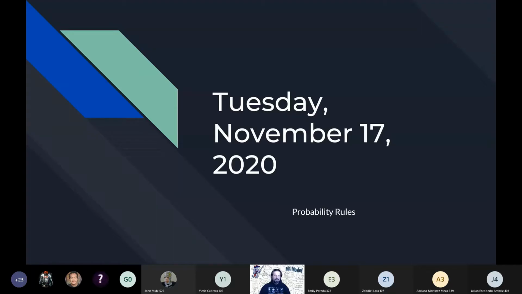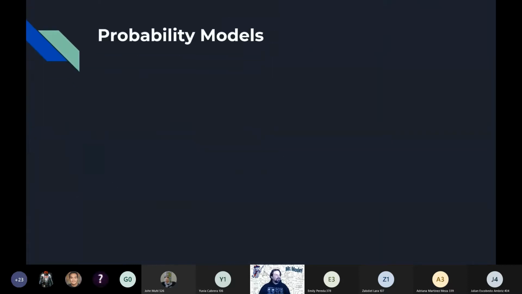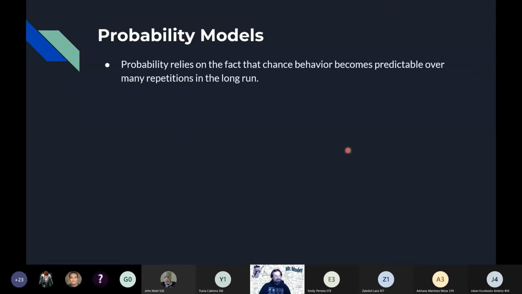Alrighty, here we are. Again, it is Tuesday, November 17th, 2020, and today we're talking about probability rules as a broad topic. First thing, probability models. Probability relies on the fact that chance behavior becomes predictable over many repetitions in the long run. This is what we've discussed last week in section 5.1 of the text, right? Probability depends on long-run outcomes.